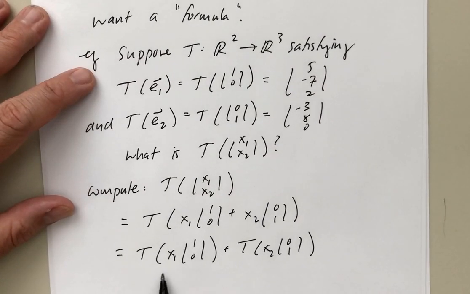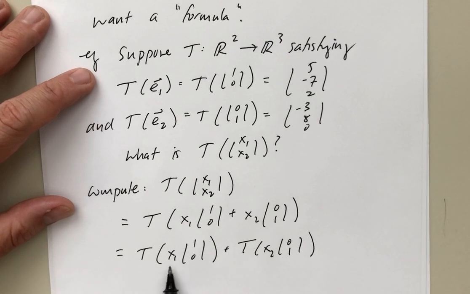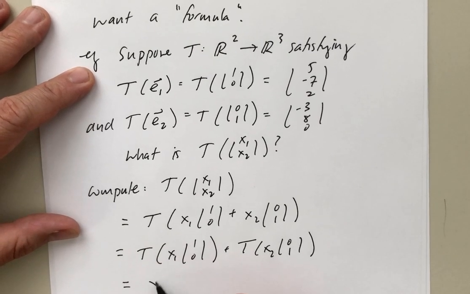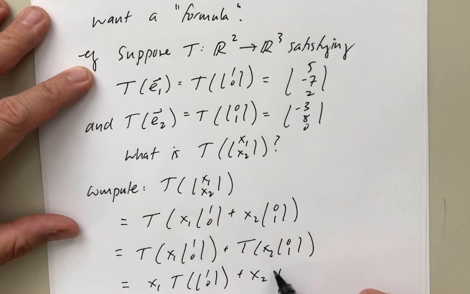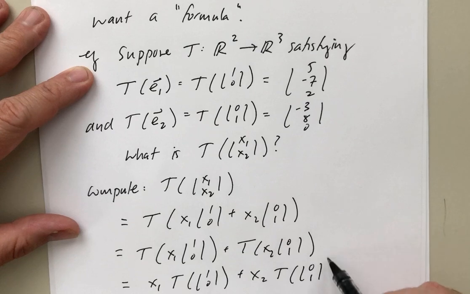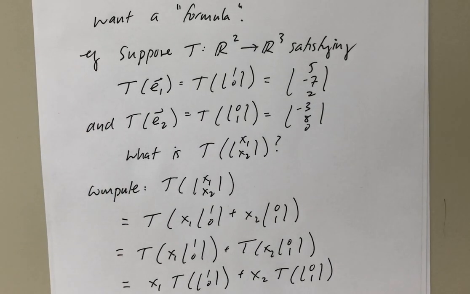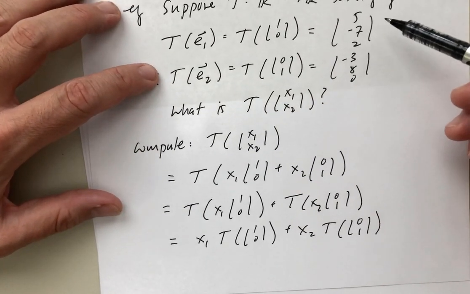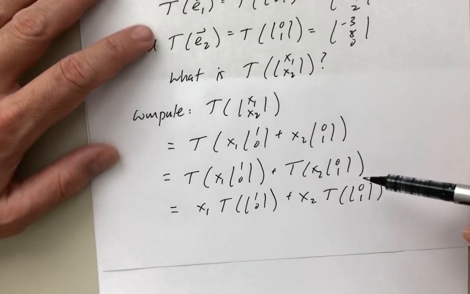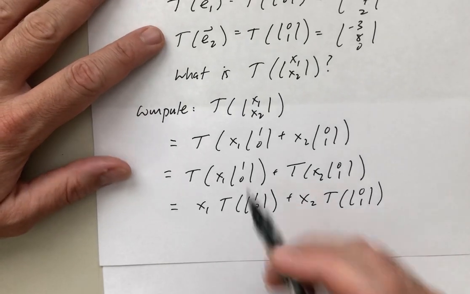And now I've got each summand, it looks like T of a scalar times a vector. So this is the same as x1 times T of (1, 0) plus x2 times T of (0, 1). I'm just pulling out those scalars. And let me go to the next page here. So what is this? Well, the point is that we know what those two things are, right? We know T of (1, 0) and we know T of (0, 1). So I'm going to just put those in there.